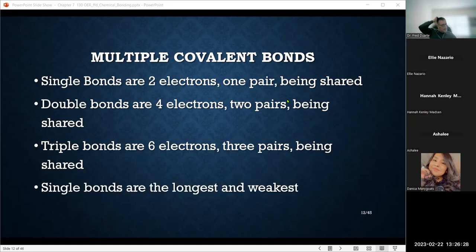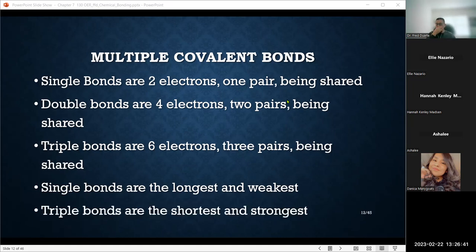Okay, now with respect to single bonds, they are the longest in radius when compared to the bond length between 2 atoms, and generally the weakest, whereas triple bonds tend to be the strongest and the shortest, and they're also packed with a lot of energy.